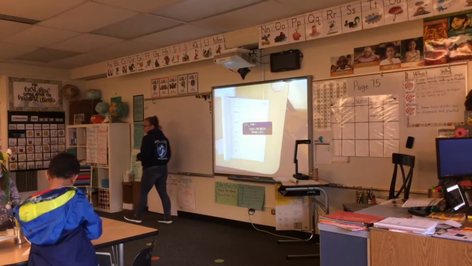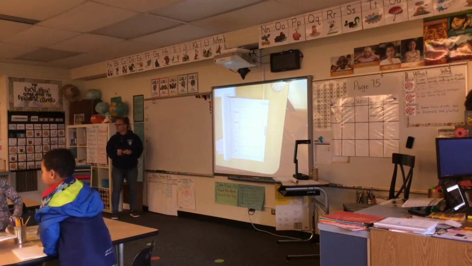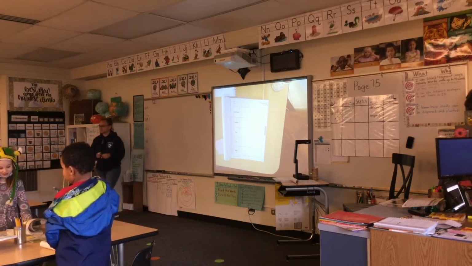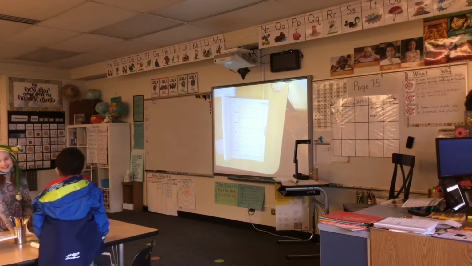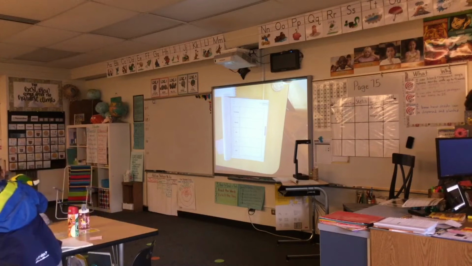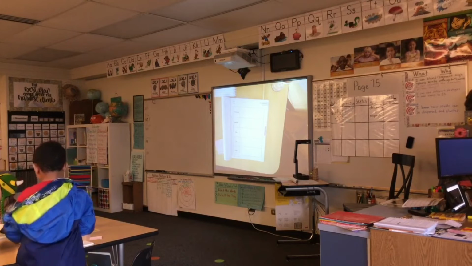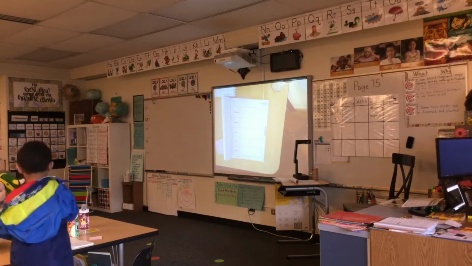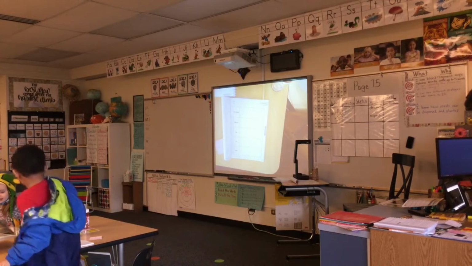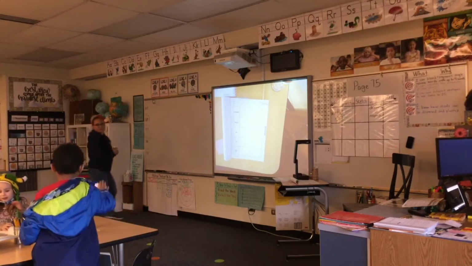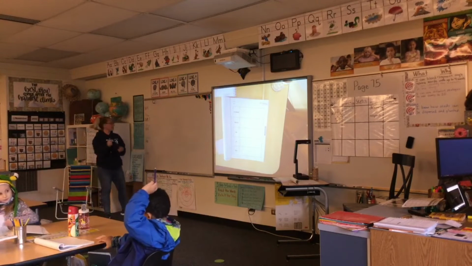Which group is going to get points? Whose voices are off? Who's opening to page 75? When you're on page 75, put your pencil eraser on your head. Which group is ready first? Who has their pencil eraser on their head? Did I get all of them? No. Right. Yellow group gets 2 points.